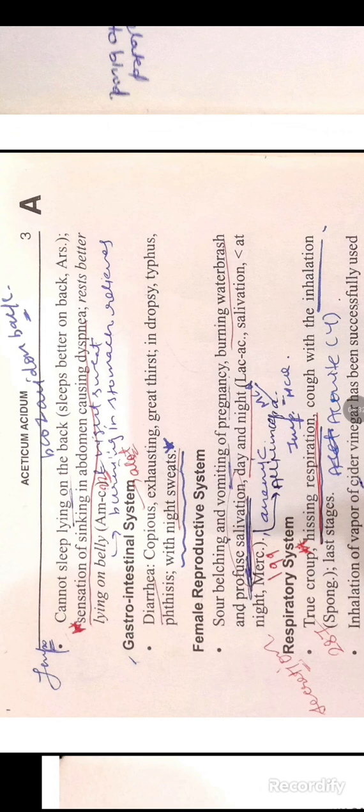How to remember this point? Imagine a person lying on their back. There is a lot of acid, like acetic acid. It means you can't lie on your back. So you can remember this point in this way.